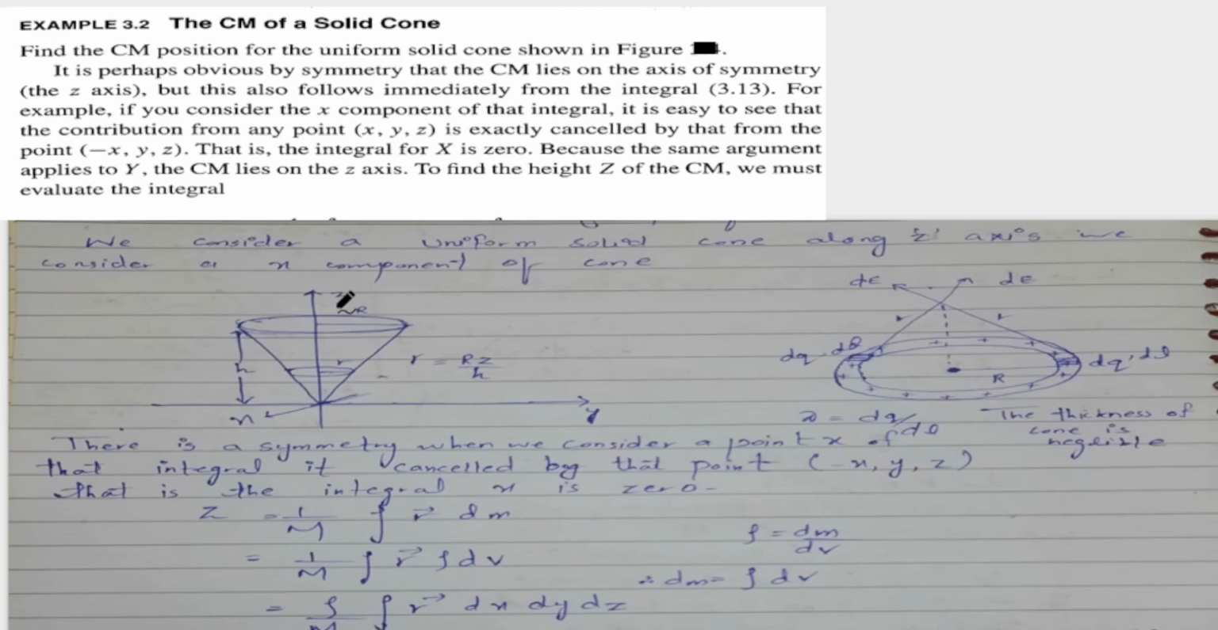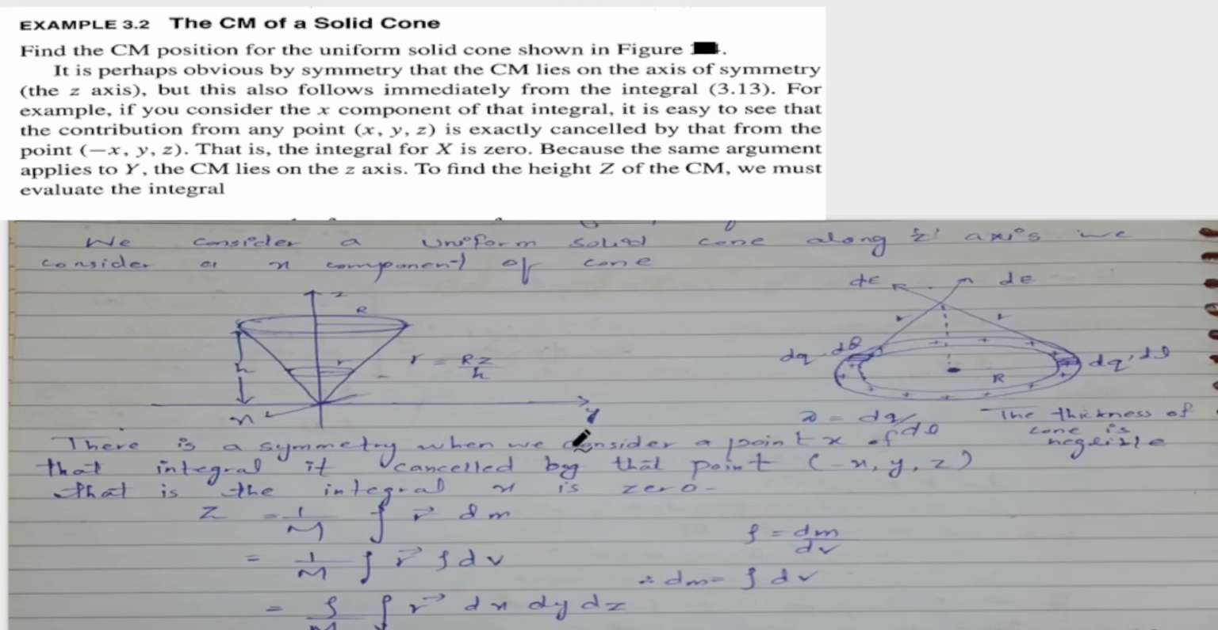So you can see, you have a cone which is along the z-axis with radius r, which is the largest radius of the cone, and there is also another radius which is the small radius of the cone, which is equal to rz over h. You can find this out by yourself. This is the height of the cone, and when we talk about the small radius, it's obvious there is some division in height.